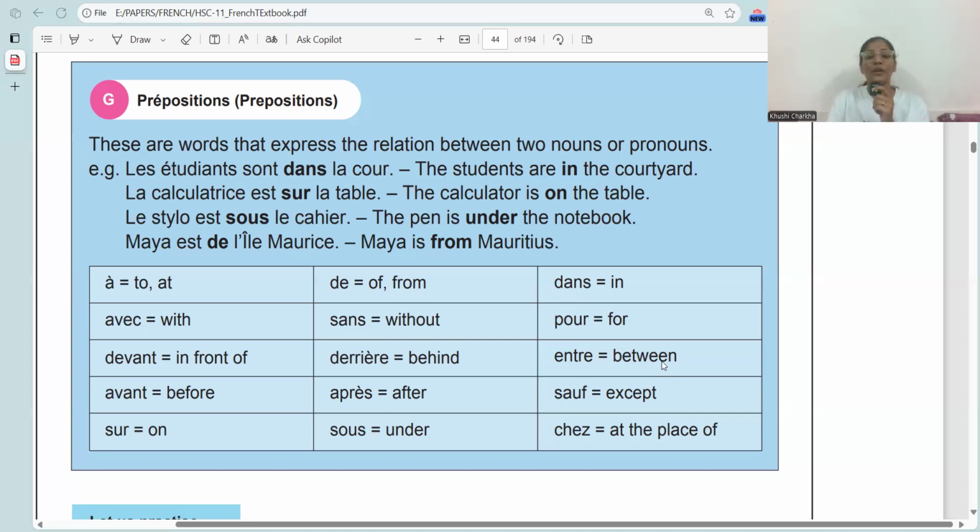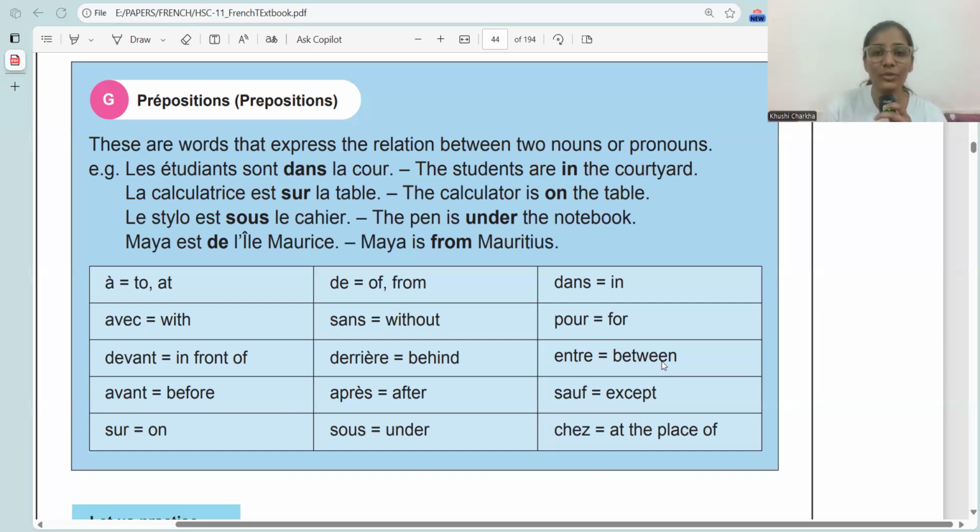Repeat after me, you are going to have to memorize the prepositions. A means to or at. Avec means with. Devant, in front of. Avant, before. Sur, on.